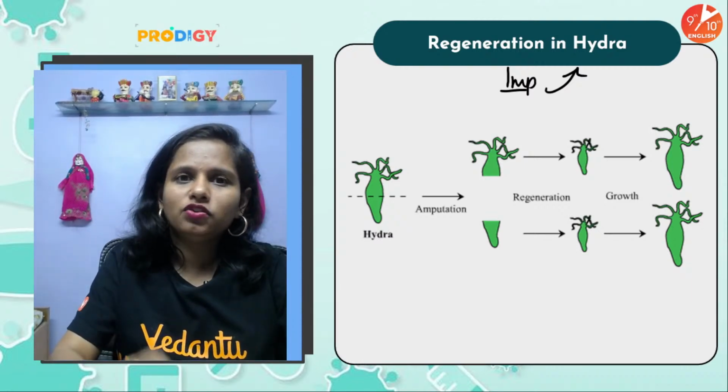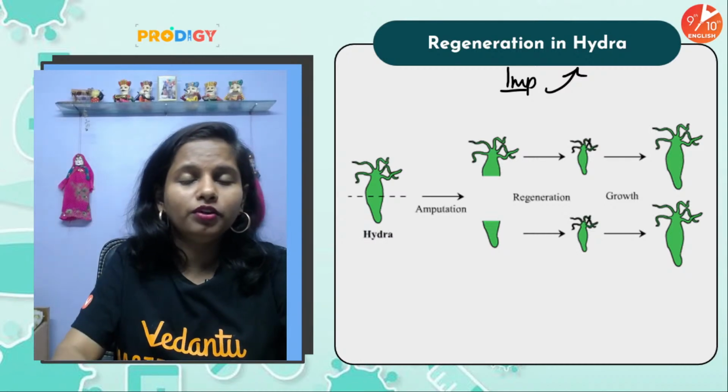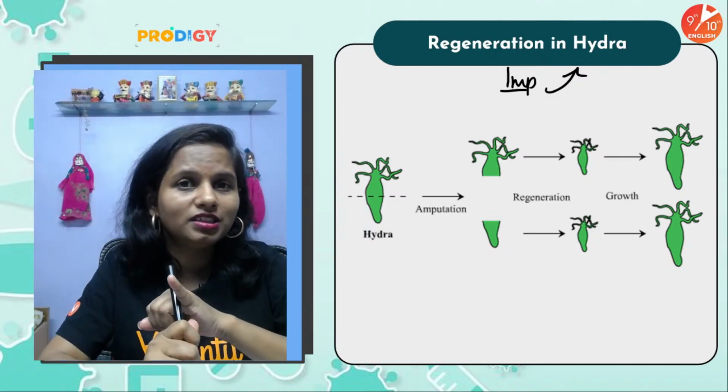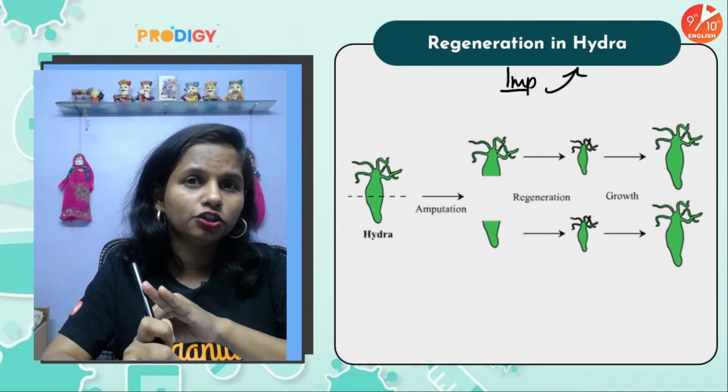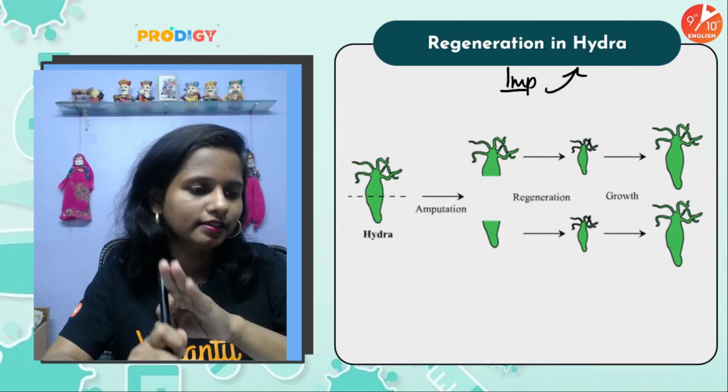Example for fragmentation, Spirogyra. Example for regeneration, complete regeneration by starfish and planaria, incomplete regeneration by the liver in human beings, and tails in lizards.